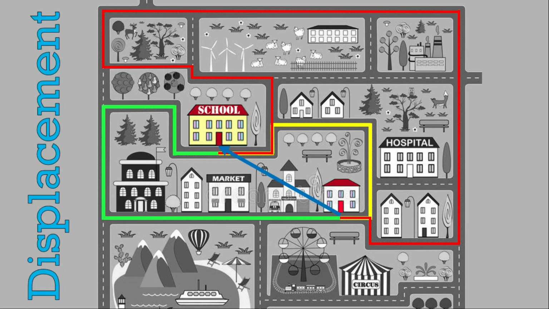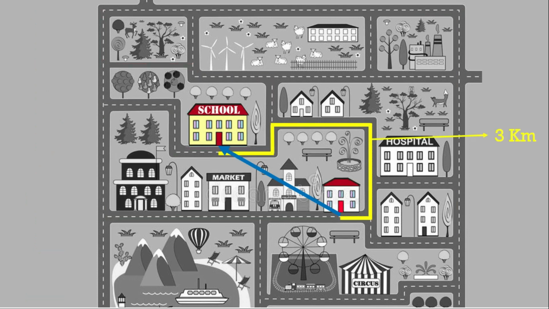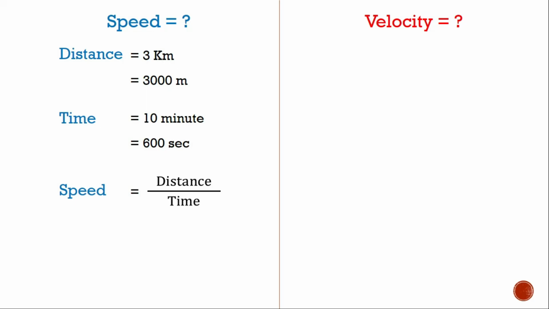Now, having cleared the fundamental differences between distance and displacement, let us get back to our previous topic, speed and velocity. Suppose in our previous case, you took 10 minutes to reach your school from your home. Let's find your speed and velocity in this case and check the differences between the two.